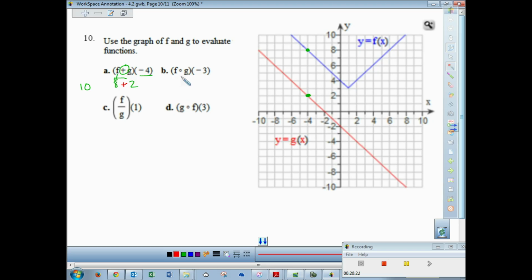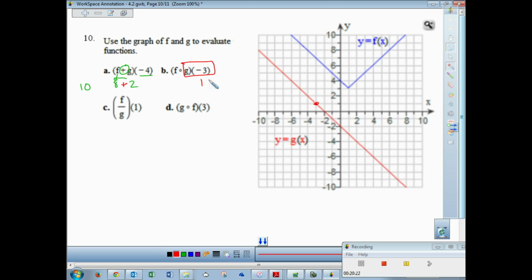Part B is not an operation. It is a composite. Who do we do first, f or g? We got to do g. Let's figure out g of -3. So g of -3 is, if I go to -3, isn't that 1? Would you all agree with that? So this spit out 1. Then I have to take that and put it into the f function. So I do not evaluate f of -3.